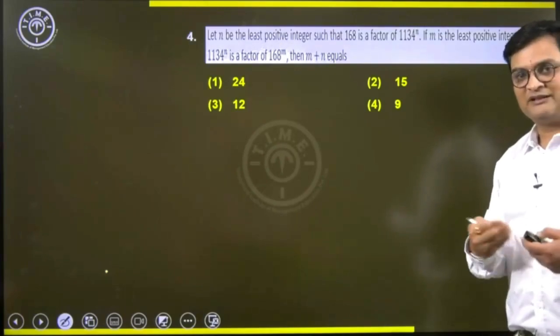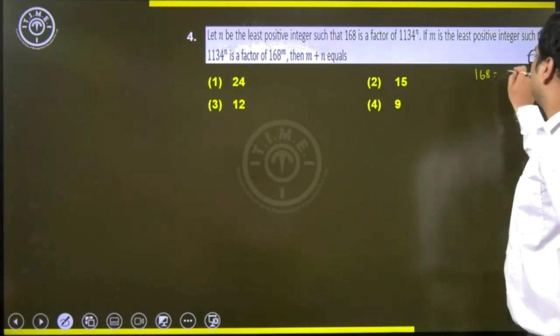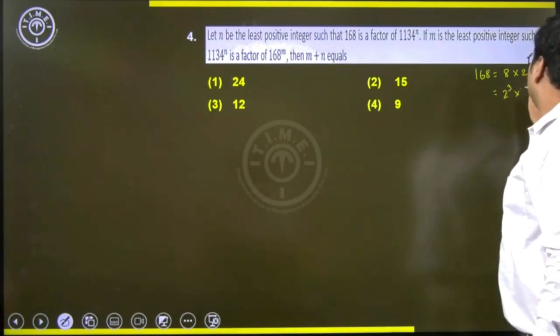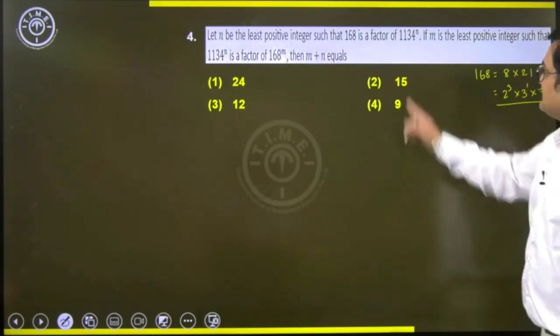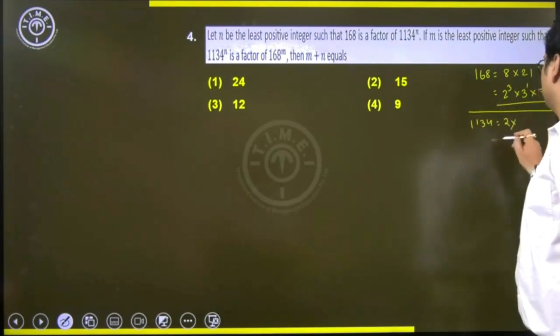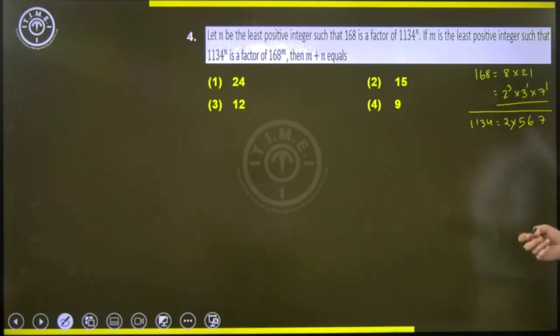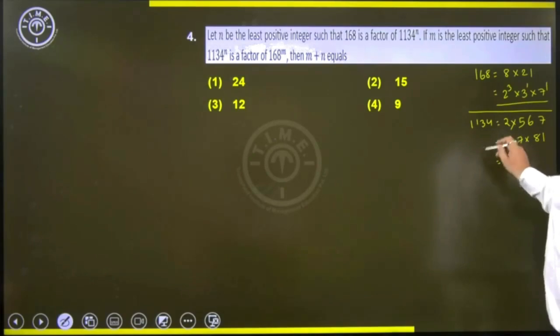Now let's try to understand what does 168 include, what is it made up of? So if you look at 168, it's 8 into 21, it's nothing but 2 cube into 3 into 7. This is what 168 is made up of. And let's also try to understand what is 1134 made up of. 1134, when you look at it, it's 2 into 567. This is nothing but 2 into 7 into 81. And what is 81? So 1134 basically is 2 into 7 into 3 power 4.